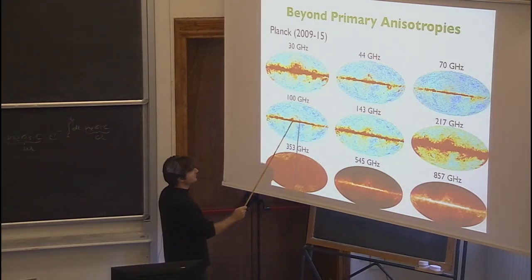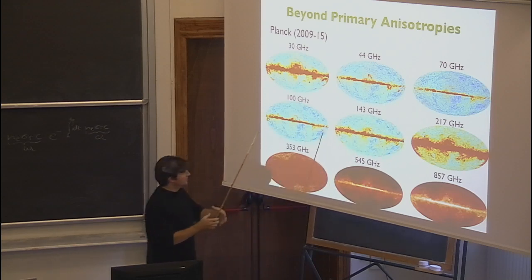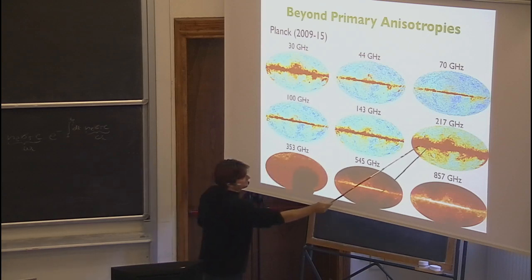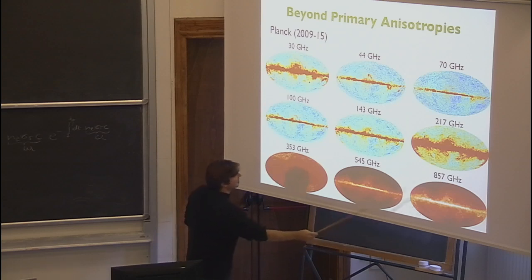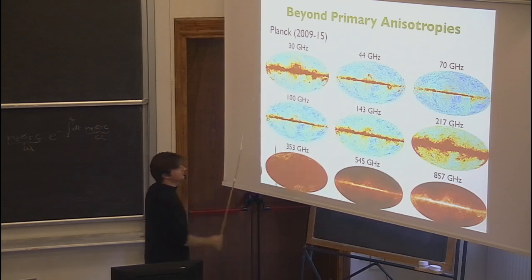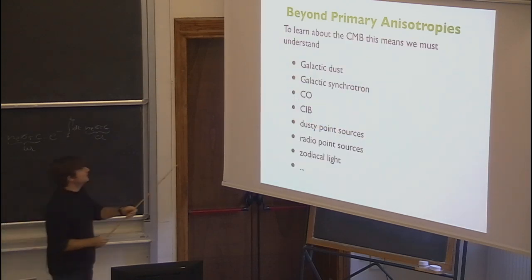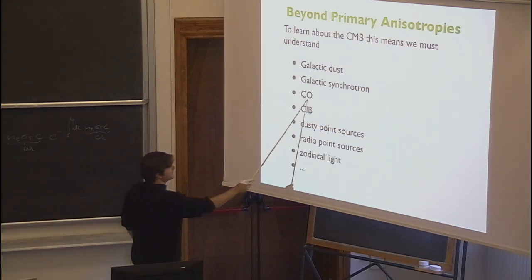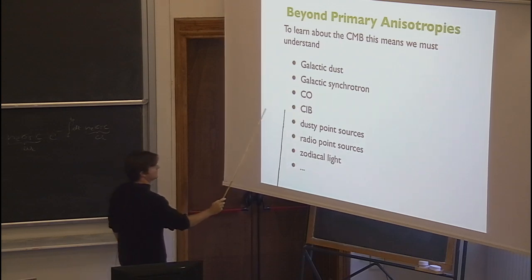So here, somewhere between 70 and 100 gigahertz is where the foreground emission is minimal. Then as you go to higher frequencies, what's emitting is predominantly dust from the galaxy. And at lower frequencies, you see synchrotron radiation from the galaxy. Those are very prominent. And then there's also line emission from molecules. I'll say a little bit more about that also.